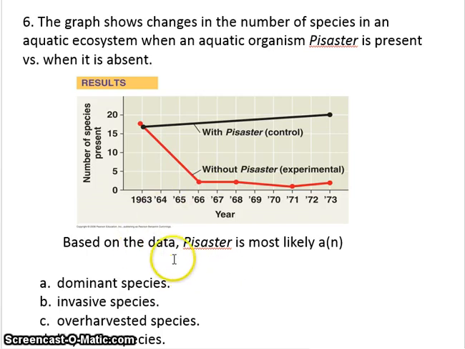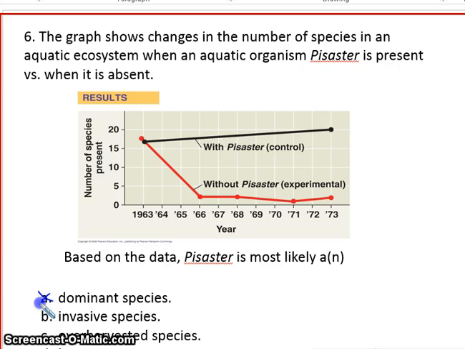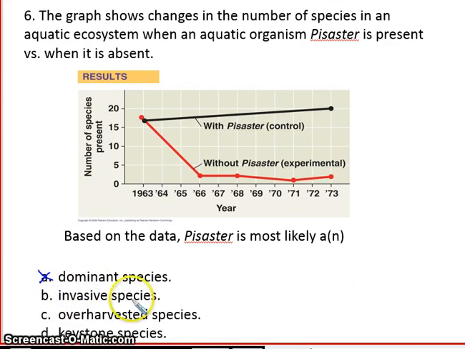So it says based on the data, this is most likely what, and I'm going to put this back so we can see it, this Pisaster, is it the dominant species? Remember, dominant means the most abundant, and I don't really see that up here. Is it an invasive species? No, we didn't really talk about that. Let me see if I can scroll down right here. And is it over-harvested? We're not talking about harvesting them.